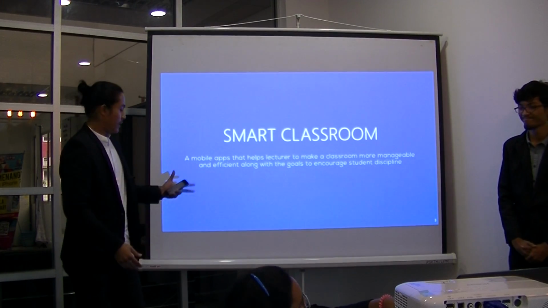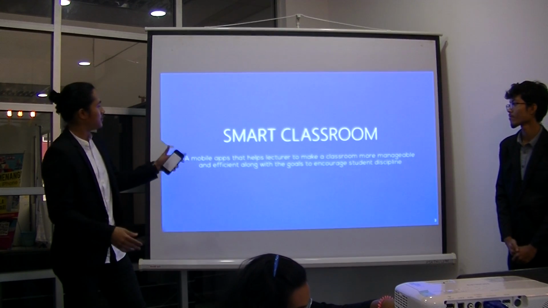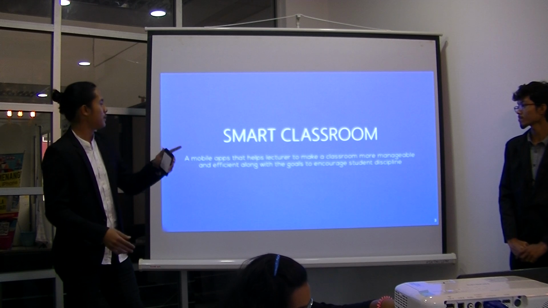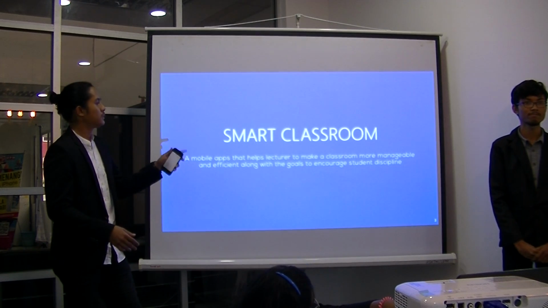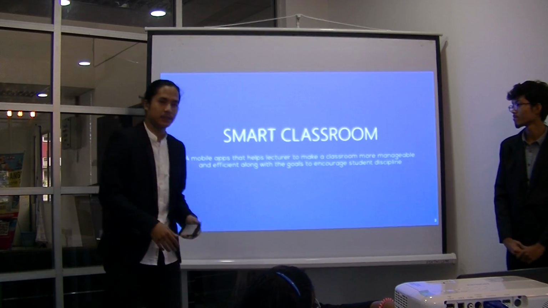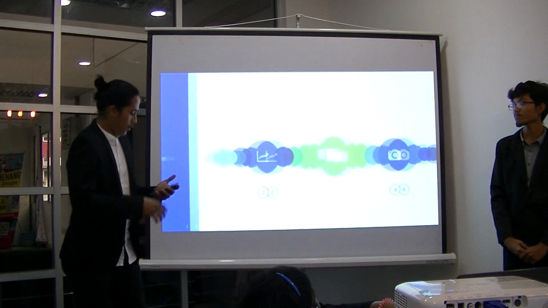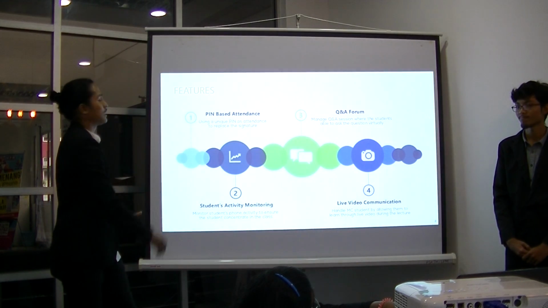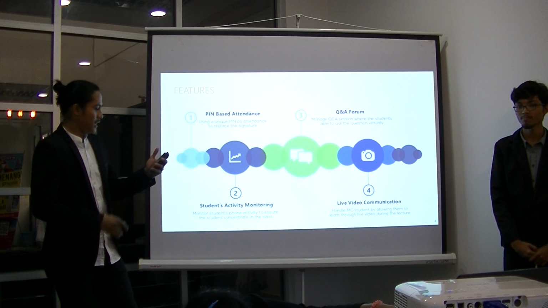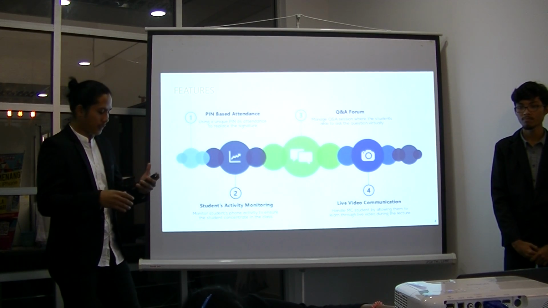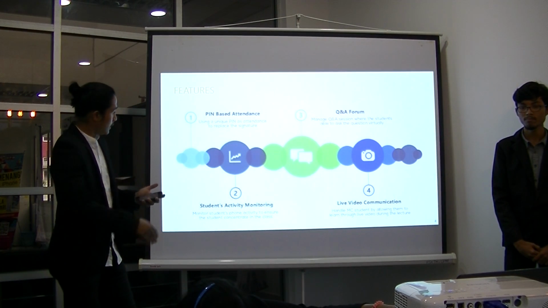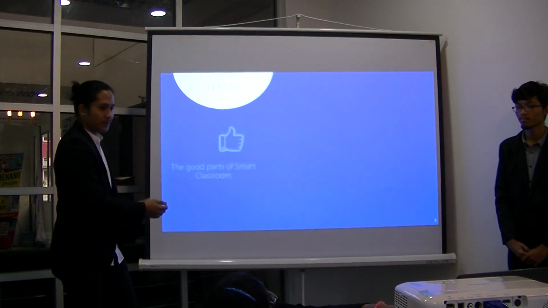So we bring you Smart Classroom, a mobile app that helps lecturers make a classroom more manageable and efficient, with the goal of encouraging student participation. Our four features: the first is pin-based attendance. We use a pin to replace the signature.